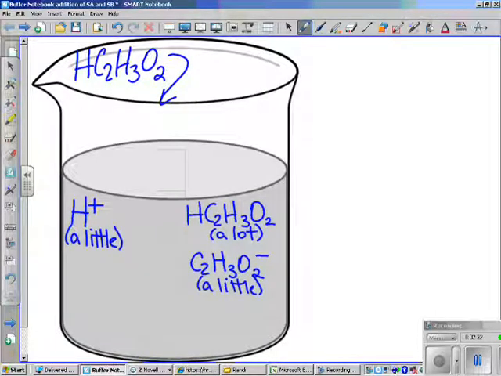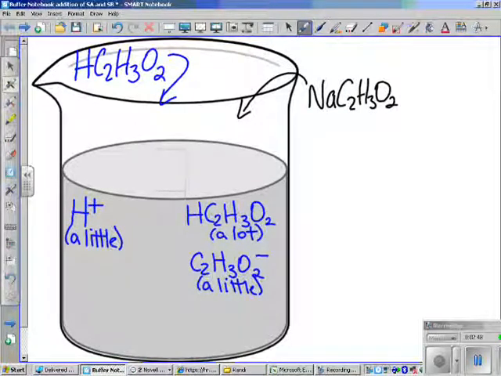Okay? Now, switch colors. This is the important color change. So for those of you that only have 2 colors, this will be your 2. Now we're also going to add to it our salt. For this one, I'm going to use sodium acetate. I could have used any type of acetate salt. And I just needed to have the acetate part in common.